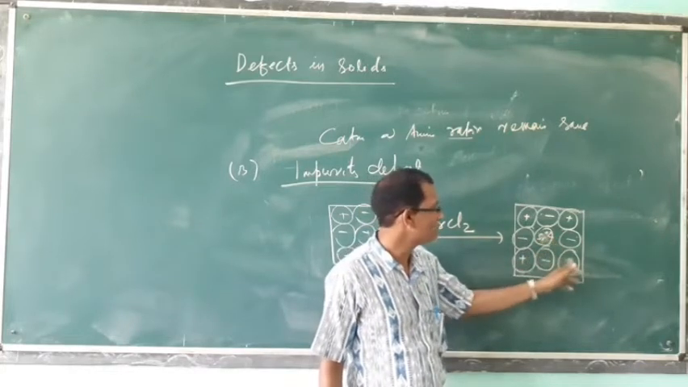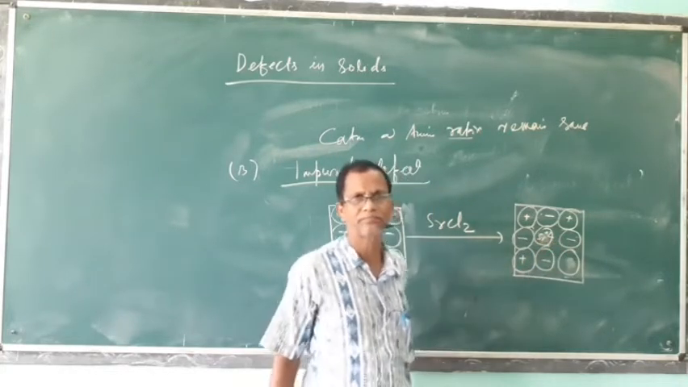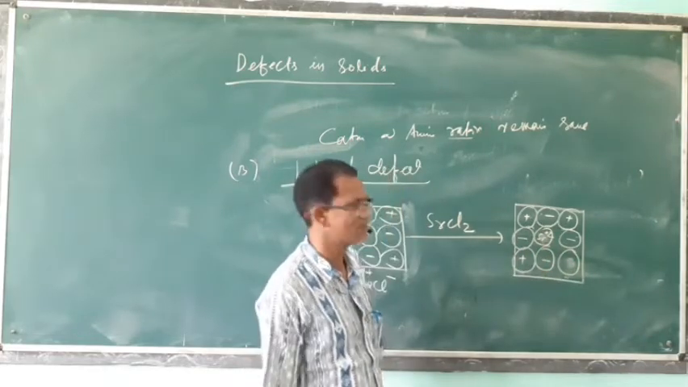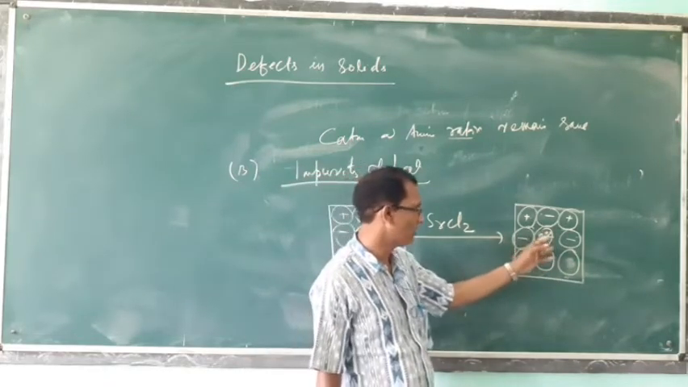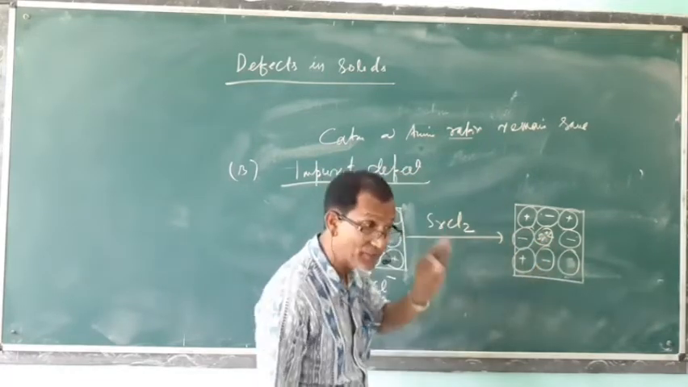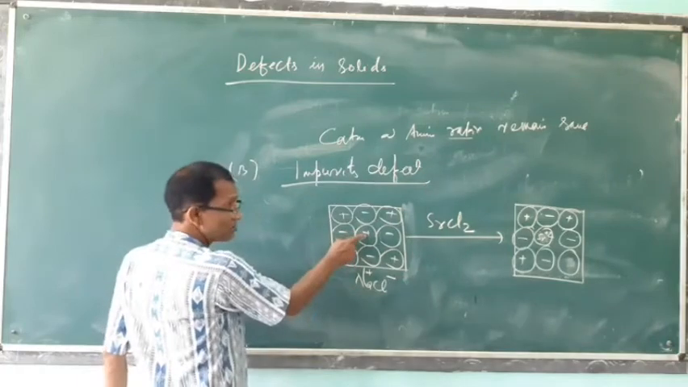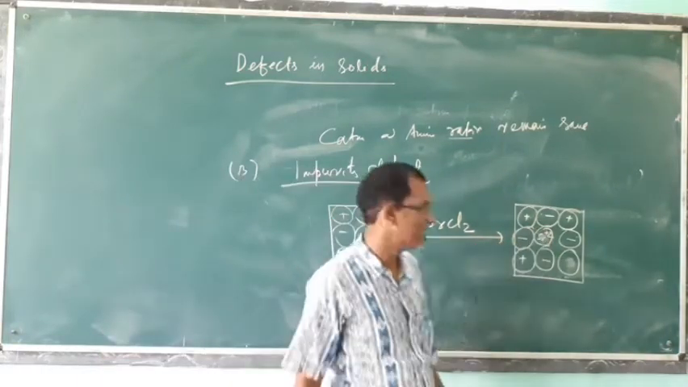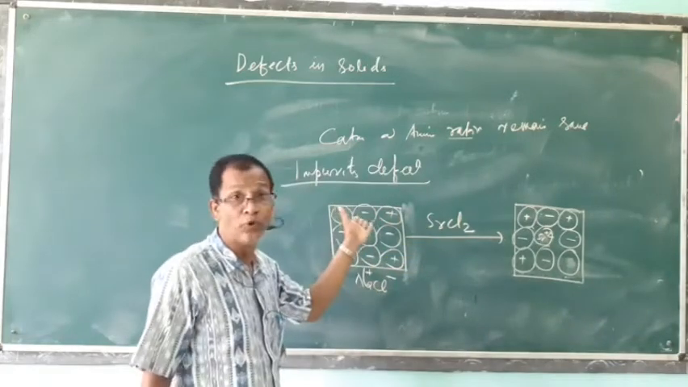Now you see the charge remains the same. There is no difference. 2 plus, 1 plus, 1 plus, and occupied by Sr2+. But what is the difference here? In place of Na+, Sr2+ is occupied. That's why it is called impurity defect.